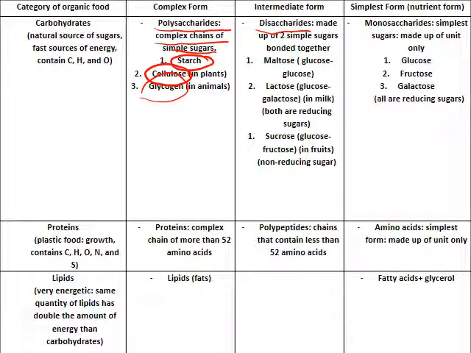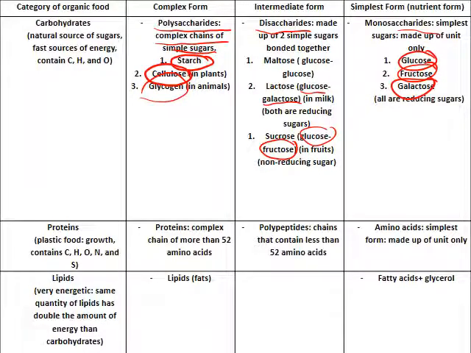They are bound together. First example is maltose. It's glucose plus glucose. Second, we have lactose. It's glucose plus galactose, mainly in milk. Sucrose is glucose plus fructose, in fruits. Last one, the simplest form or the nutrient form, is the monosaccharide. Mono, it's only one, so it's made up of one unit only. Examples: glucose, fructose, galactose, all of them are reducing sugars.